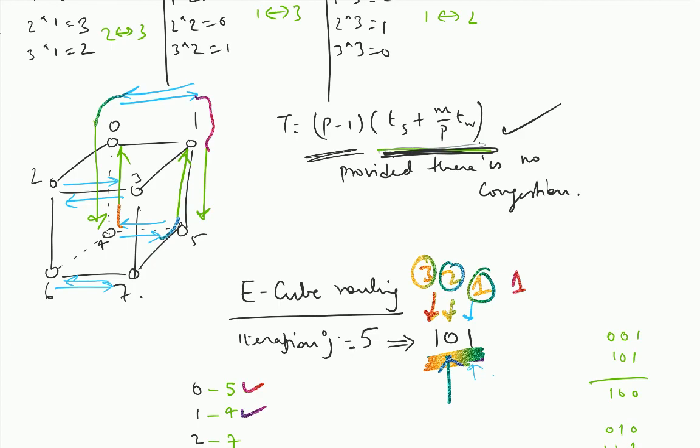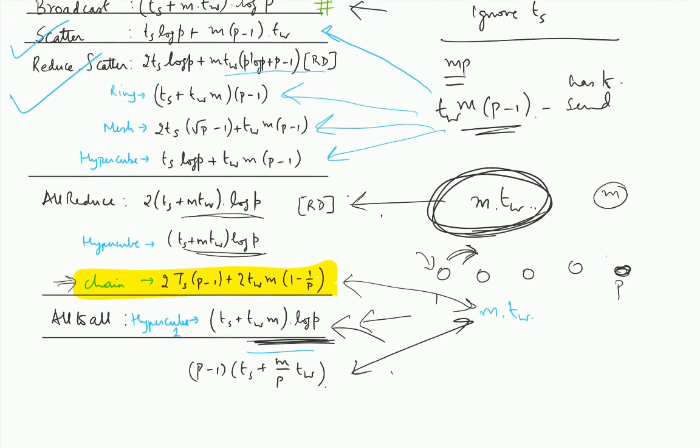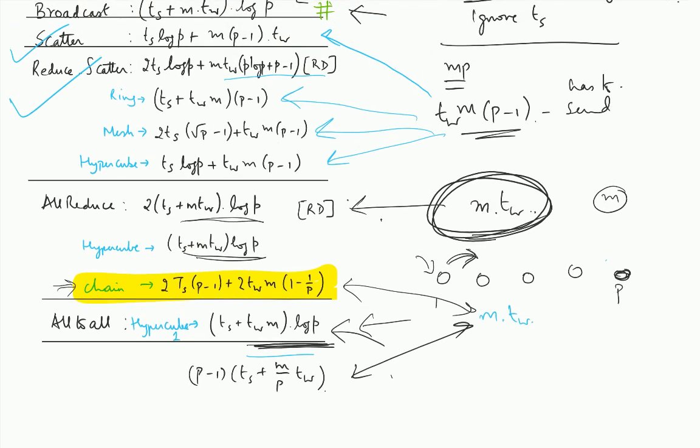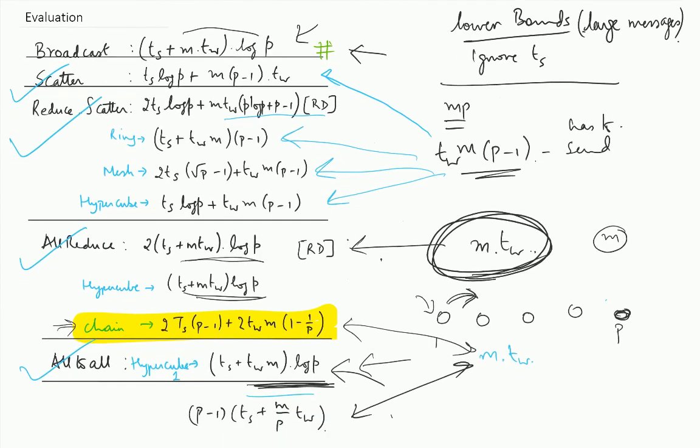So let's go back to our chart. What is the algorithm I have? I have (p-1) times (ts plus (m/p) tw), right? That's the new algorithm I have, and now that matches the lower bound. Alright, so I have lower bounds for almost everything now, right? I have lower bounds for all-reduce, I have lower bounds for all-to-all. Well, architecture dependent, but that's fine. At least I should know that I'm able to achieve some lower bound, right?